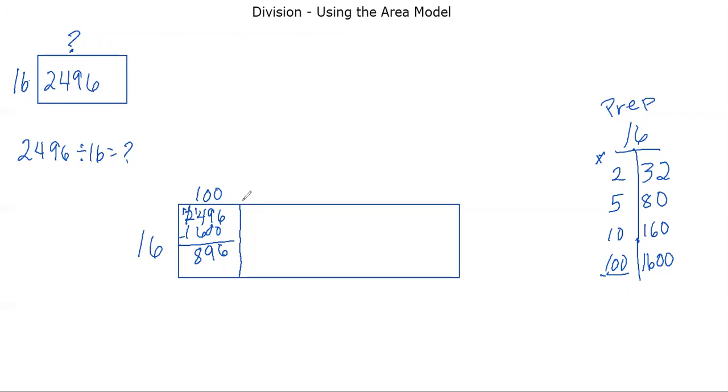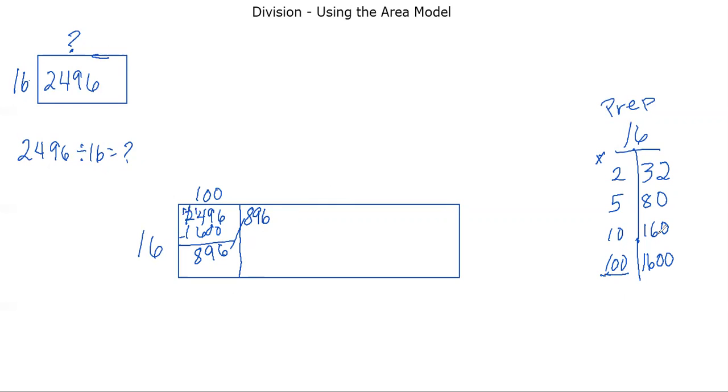So we know that this side of the rectangle is at least 100, right? So we're going to continue. We'll take the 896. That's what we're going to start in the next section. All right, 16 times what would get me close to 896? Well, 100 went over.